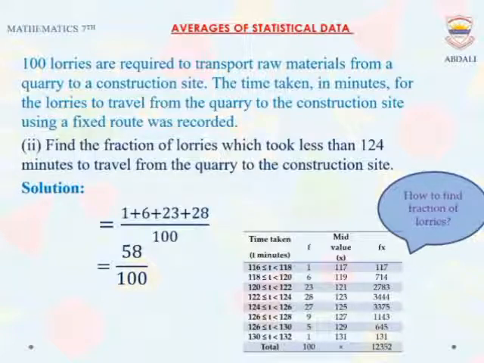And now we can simplify both numerator and denominator by the table of 2, like 2 twos are 4, 29 twos are 58 and 50 twos are 100. So it cannot be further simplified. So it is your answer. Okay.